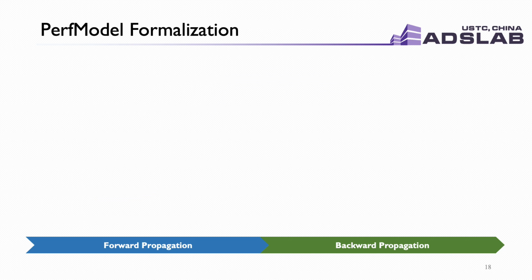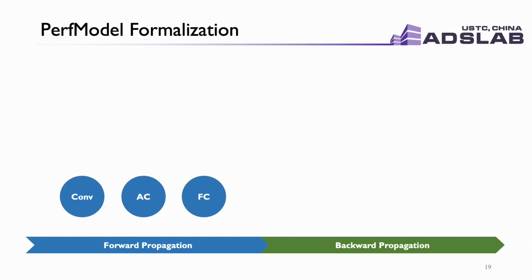Next, we will take an example of training a simple 3-layer CNN to introduce the detail of PerfModel. In the timeline below, blue stands for forward propagation, and green stands for backward propagation. This CNN has 3 layers. Conv, AC, FC stand for convolution, activation, fully connected layer, respectively. We can abstract each layer as a computation operator. In the forward propagation phase, these 3 operators are executed sequentially. The operators follow happens-before orderings.